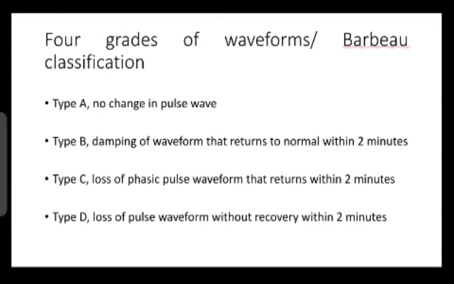Barbeau classification. Type A, no change in pulse wave. Type B, damping of waveform that returns to normal within 2 minutes. Type C is loss of phasic pulse waveform that returns within 2 minutes. And type D is loss of pulse waveform without recovery within 2 minutes.